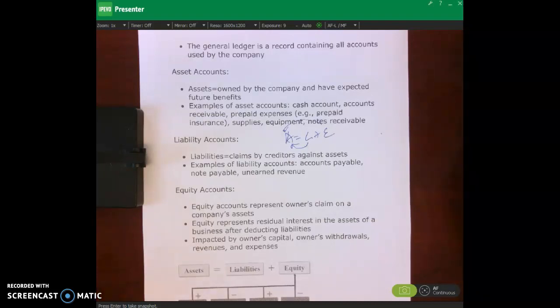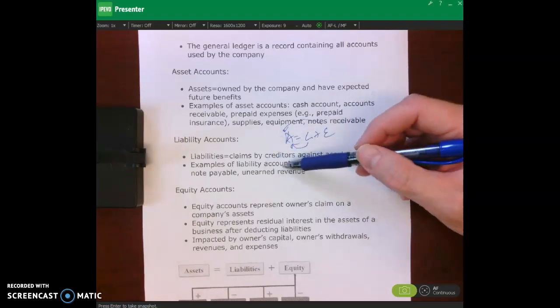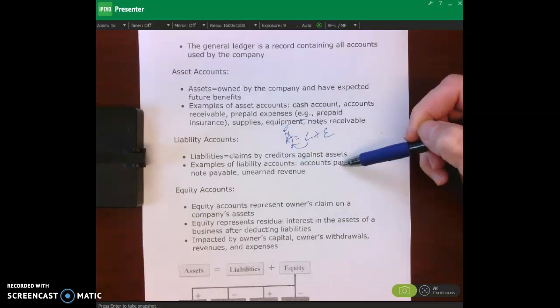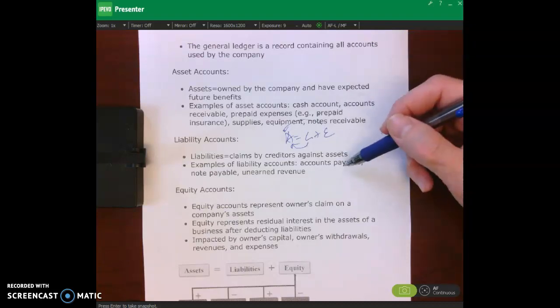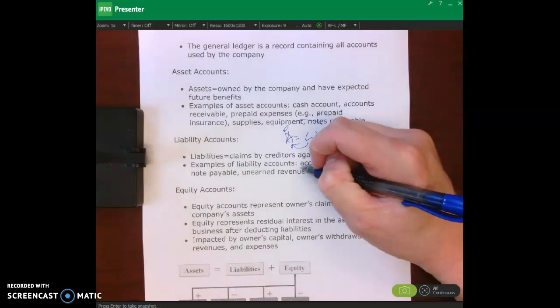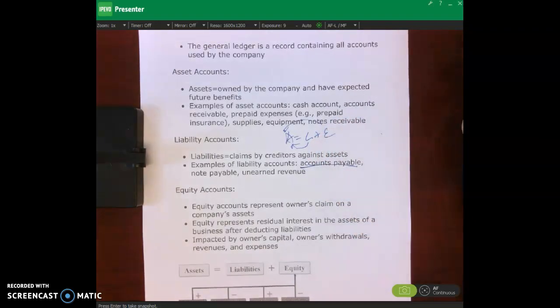You don't always have to owe in cash though. You can owe in future services. All right. So examples of liability accounts would be accounts payable. So we purchase supplies on credit, right? What does that mean? We bought supplies, which are an asset, okay? But we're going to pay for those supplies later, which means because we haven't paid it now, we have a liability in the form of an accounts payable.